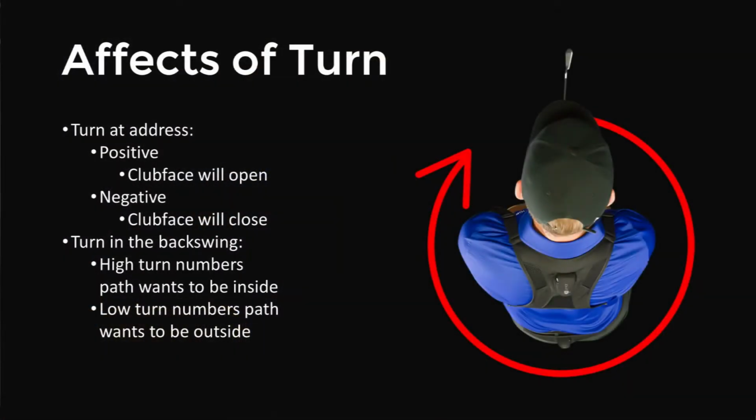Positive turn will open the club face, negative turn will close the club face. So just lower rotation numbers do that same thing if you're looking at all the different places in backswing, the total number, impact, what are they rotated, that influences those. The turn in the backswing, the higher the number of turn in the backswing, the more inside the club wants to come. Okay? The lower the number of turn, the more outside the club wants to go.